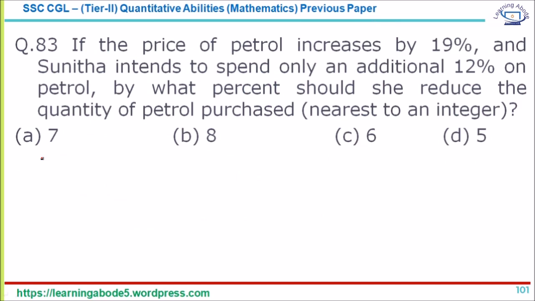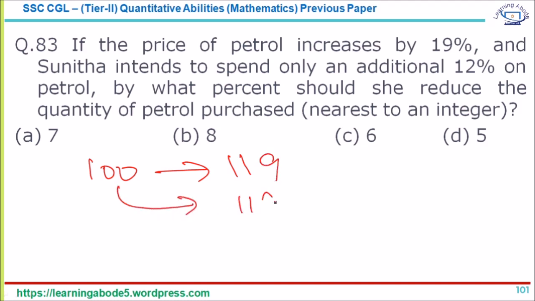Question number 83. A price of petrol increases by 19% and Sunita intends to spend an additional 12%. Now what should be the reduction? Okay, so let's say the price is 100 now. Now the price increases by 19%. The price is 119, but she can spend up to additional 12%. So she can spend up to 112 rupees. So what she can't spend? She can't spend 7 rupees. Now whatever she can't spend, that much she can't buy now. Now that is the amount that she has to reduce.